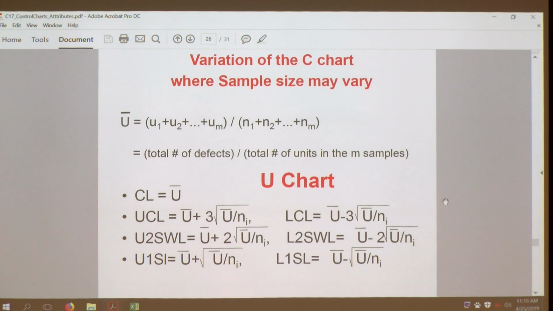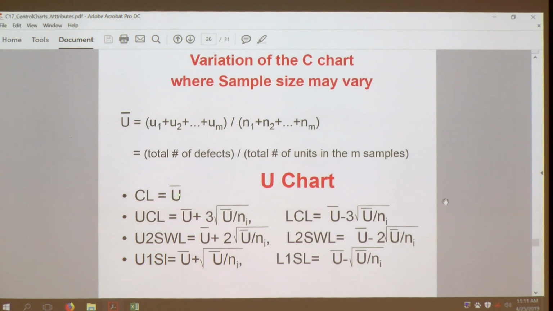Okay, now previously we have the constant sample size, but the sample size may vary. You see here, the number of defects in each sample, the sample size may be different from the second sample. This is sample 1, sample 2, sample m, with sizes n1, n2, nm. We assume they are constant, but sometimes they are not constant. Then how do we deal with this scenario when it is not constant?